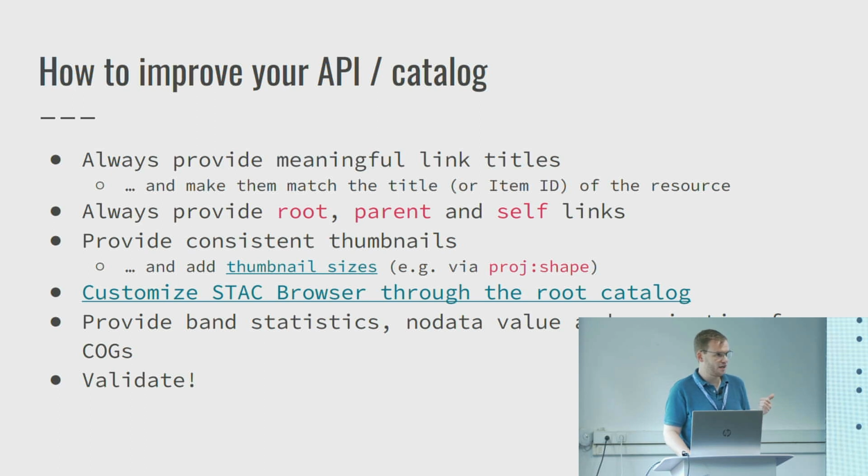Also important for assets, especially raster assets, is that you provide band statistics, no data values, and projection for ideal COG rendering. And of course, that you validate your data. When I'm going and testing STAC Browser against instances, half of them, if I just run a validator against it, gives invalid results. So it seems the data provider never validated their data, which is of course not ideal.